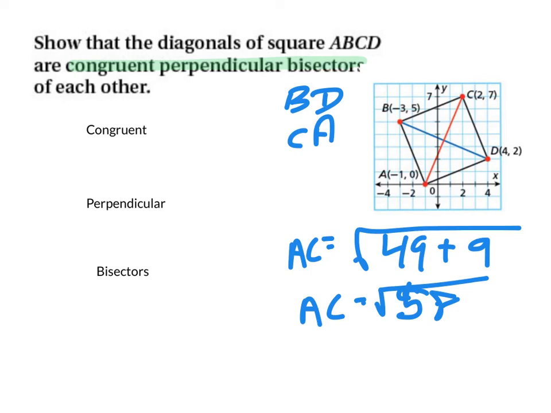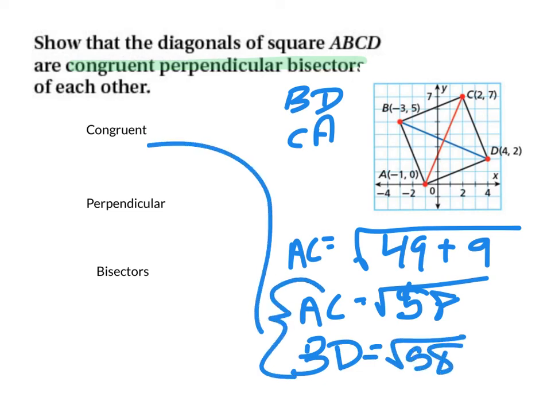So I calculated AC to be radical 58, which needs to be simplified. We got to check if that's simplified or not. But it doesn't matter too much in this case because we're just trying to show that they're congruent. And when I calculate BD, I also get radical 58 when I use the distance formula. So these 2 things prove that those diagonals are congruent.